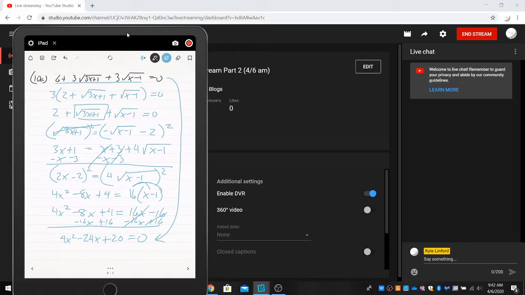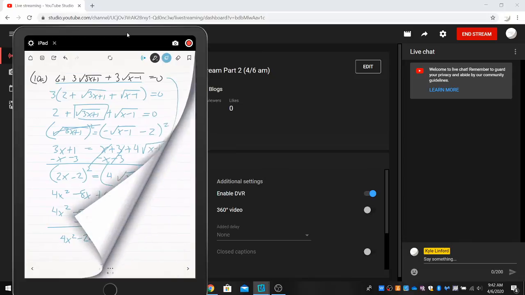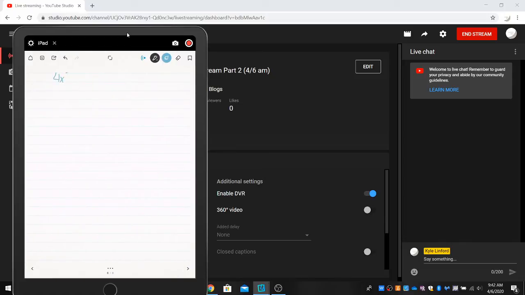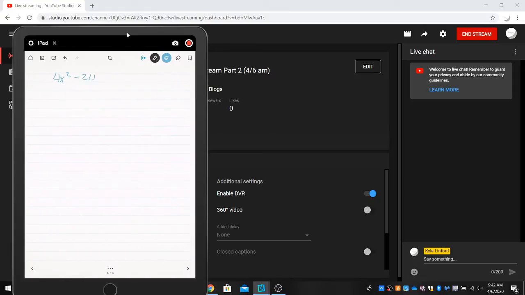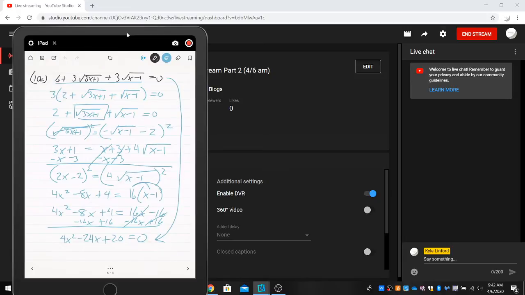So let me get some space here. And let's see. We had a 4x squared, I think it was minus 24x plus 20, and that's equals 0. This is the thing that we're going to need to now solve. And that's okay. We have the zero product property, but I'd also like to take a minute to do an alternative method that we're learning about today, and that's completing the square. We're going to take today and tomorrow to learn 2 other methods for solving quadratics.